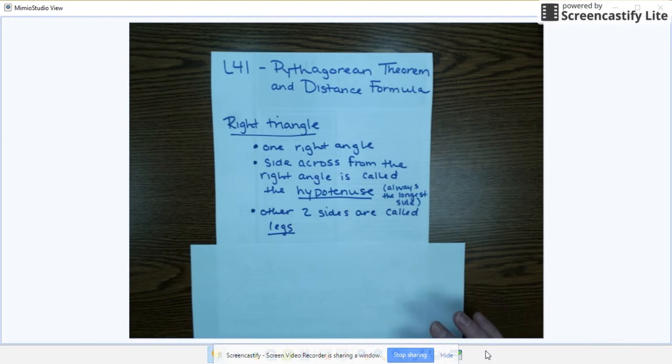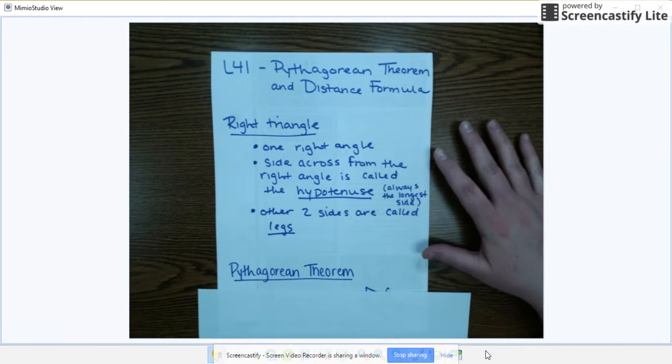Here's just a few quick reminders that you've been dealing with for years, but obviously we have one right angle and a right triangle. The side across from a right angle is the hypotenuse, and that will always be the longest side. And then the remaining two sides are called legs.